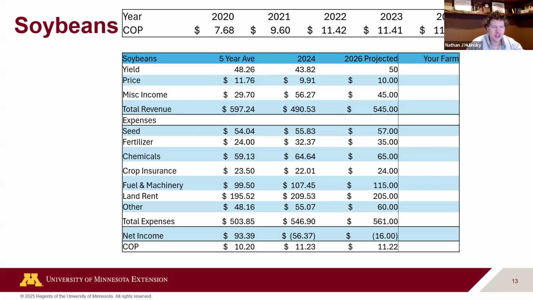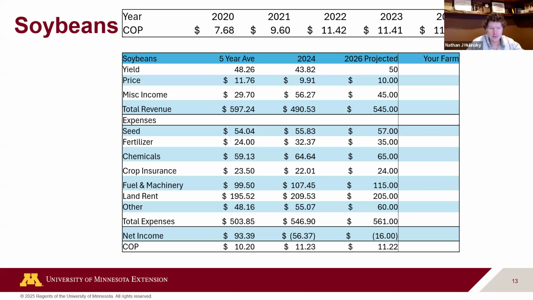Same budget here with soybeans. Cost of production at the top in 2020, farmers in central Minnesota were growing soybeans at $7.68 a bushel. So a very reasonable cost of production. It jumped $2 into 2021. It jumped another $2 into 2022. And in 2024, it's around 11.25. So over the last 5 years, we've had a $3.50 increase in the cost of production that farmers spend.